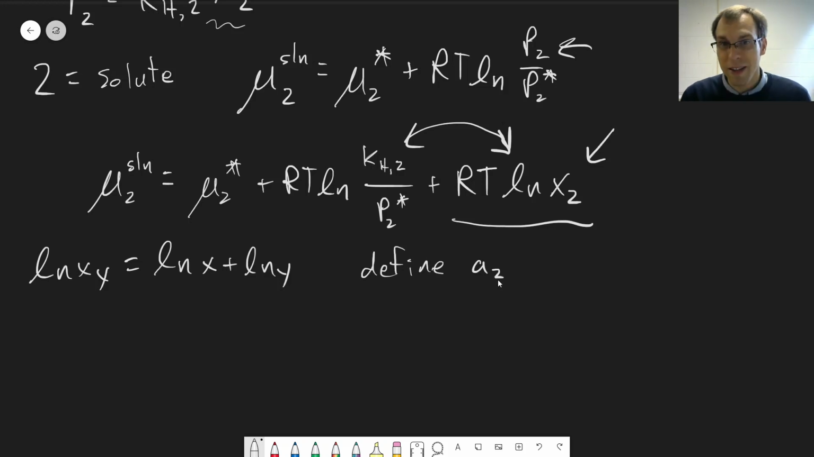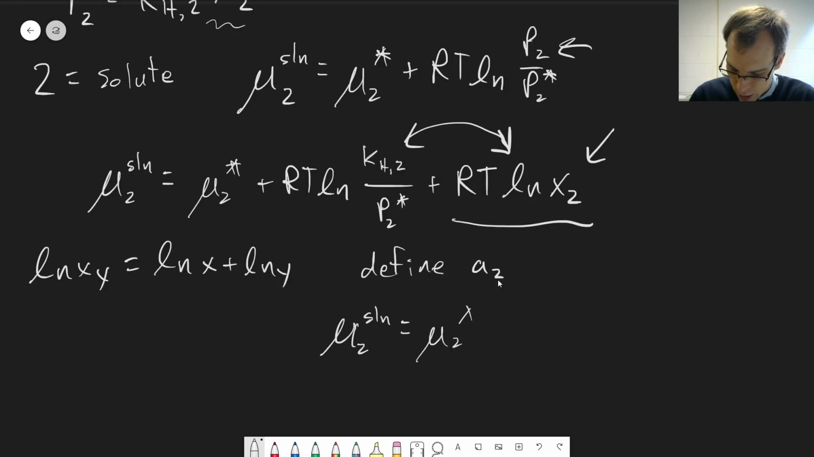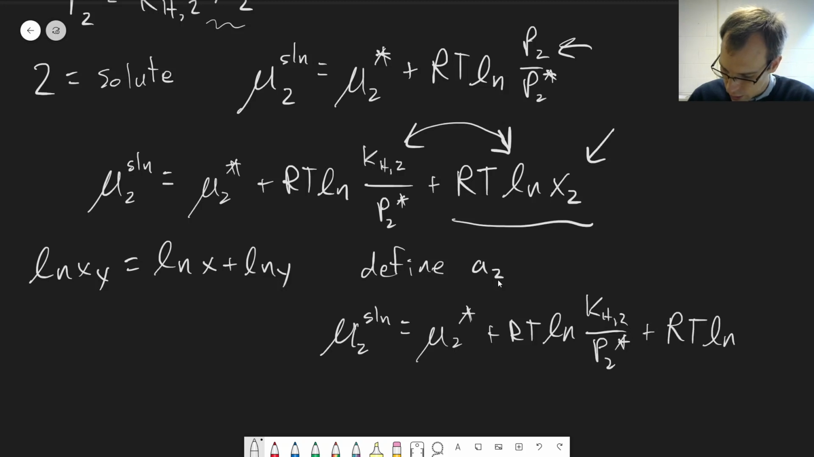And so the activity for solute and activity for solvent are not defined the same way. So that's something to make very clear here. So mu2 for our solution is equal to mu2 star plus RT natural log of KH2 over P2 star plus RT natural log of A2. So in the case where we have deviations from ideal behavior, the activity captures that, and we get this overall equation.